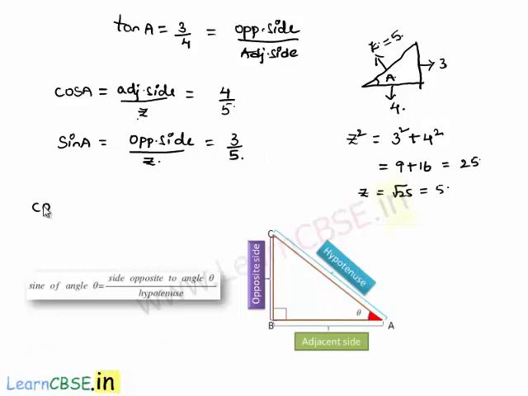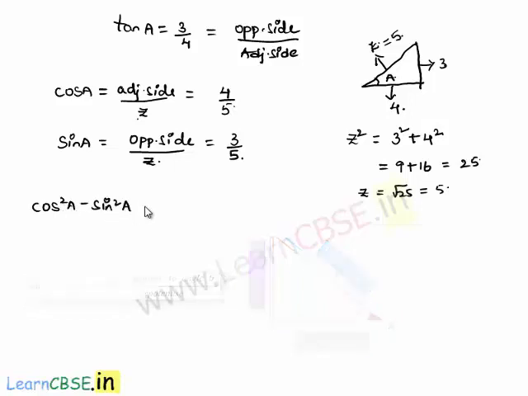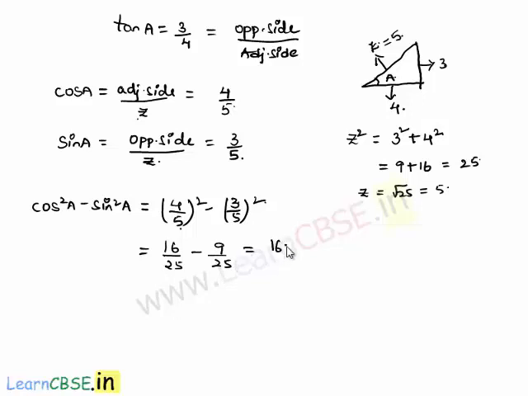He asked us to find the value of cos square A minus sin square A in the right hand side. That will be equal to (4 by 5) whole square minus (3 by 5) whole square, that is 4 square by 5 square, that is 16 by 25, minus 3 square by 5 square, that is 9 by 25, which is equal to (16 minus 9) by 25, that is nothing but 7 by 25.